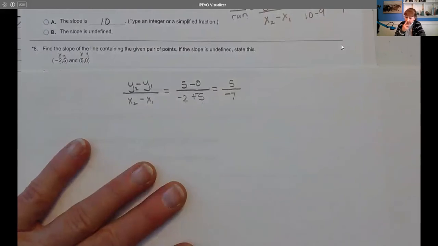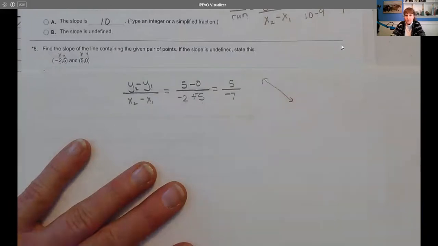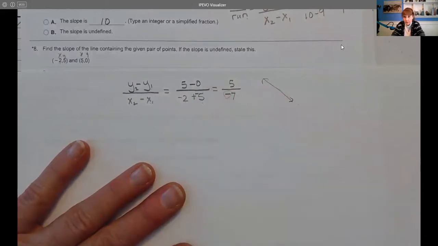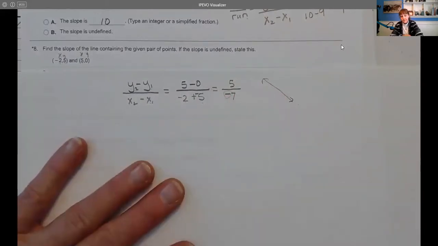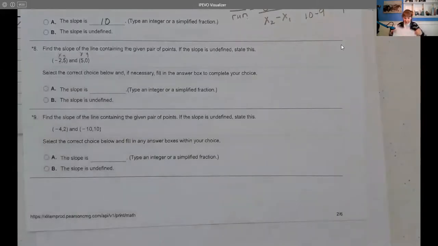So this tells us that our line is falling. If you were to plot those points and connect them up, your line is going down because of that negative. It's falling. We could say it's decreasing, but that's okay. All right, let's try another one.